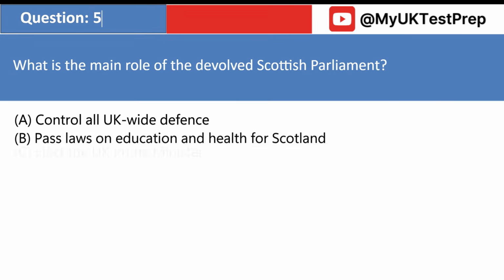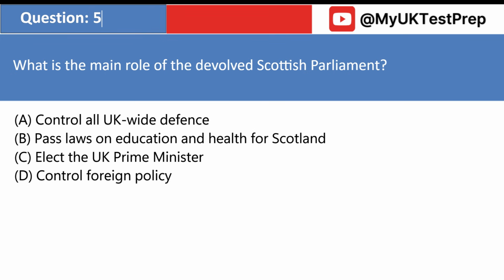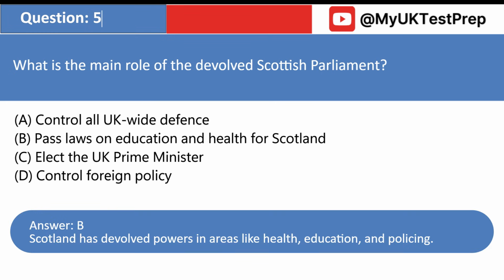What is the main role of the devolved Scottish Parliament? A. Control all UK-wide defence. B. Pass laws on education and health for Scotland. C. Elect the UK Prime Minister. D. Control foreign policy. Answer: B. Scotland has devolved powers in areas like health, education, and policing.